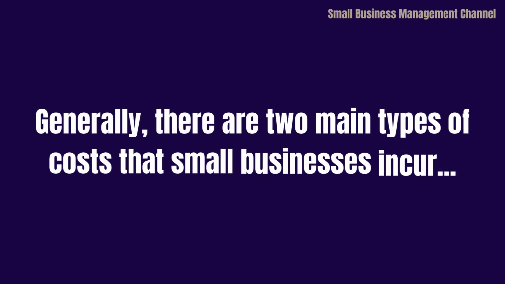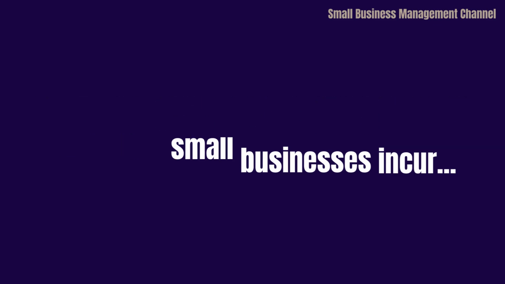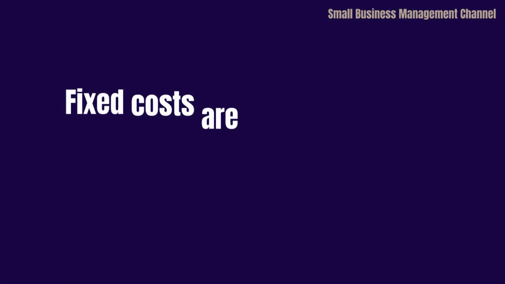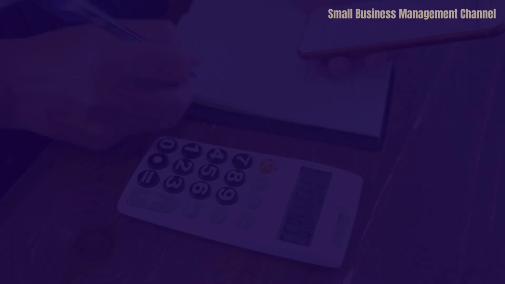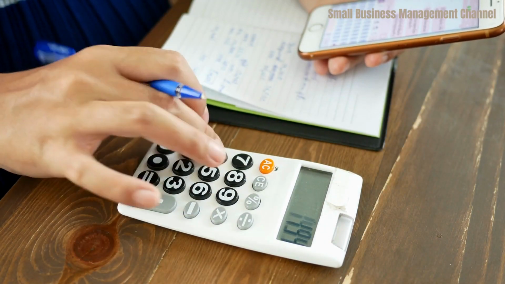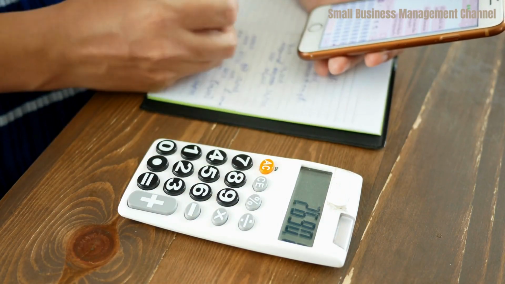Generally, there are two main types of costs that small businesses incur. 1. Fixed costs. Fixed costs are those that do not change, such as rent, trading licenses, employee salary, insurance, and so on. They are the costs you pay no matter how much money you make from your business.